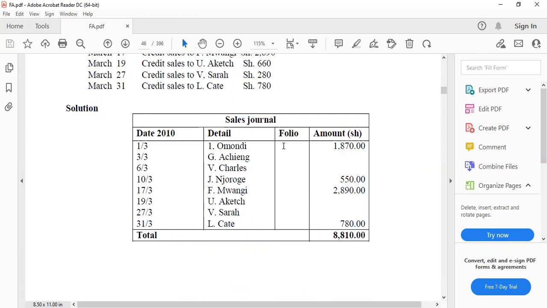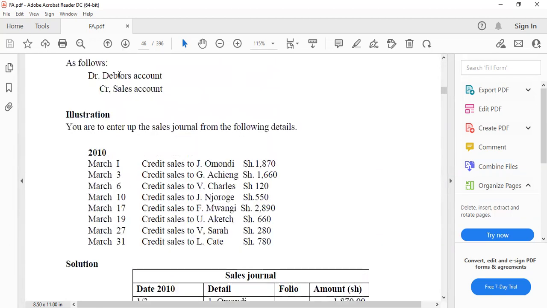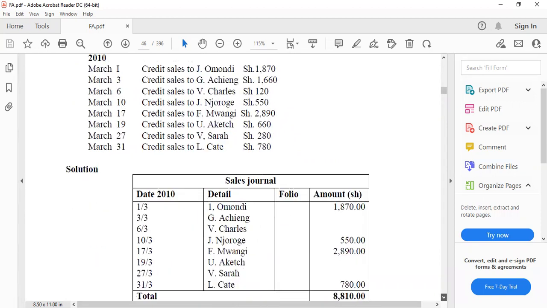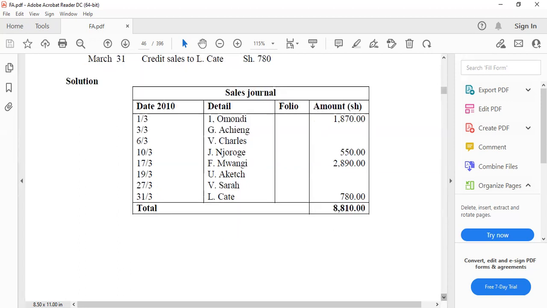this sales journal. Thereafter, you can extract this information to prepare Omondi's account, and at the same time you prepare the sales account. So when you're preparing this debtors account, we have said from this information that you debit debtors and you credit sales. Therefore, if I open, for instance, J. Njoroge's account, I will debit J. Njoroge with 550 and credit sales with Njoroge of 550. We shall soon look at those ledgers as we progress.